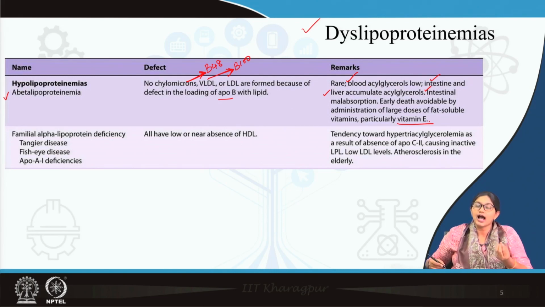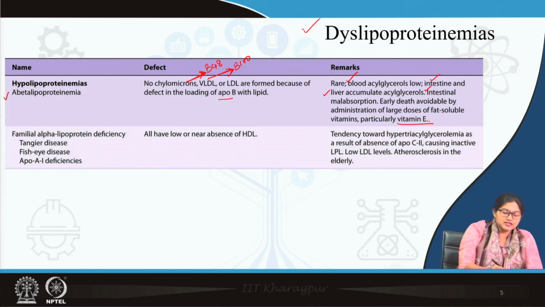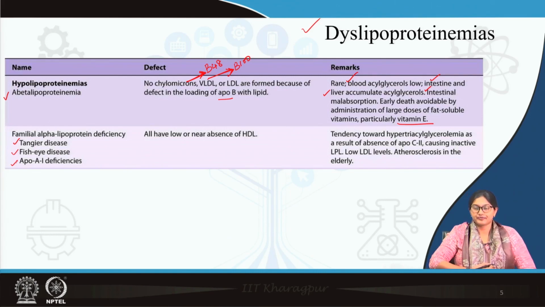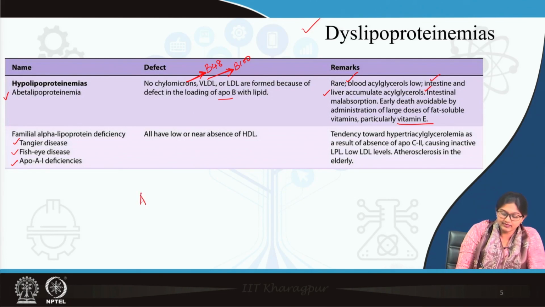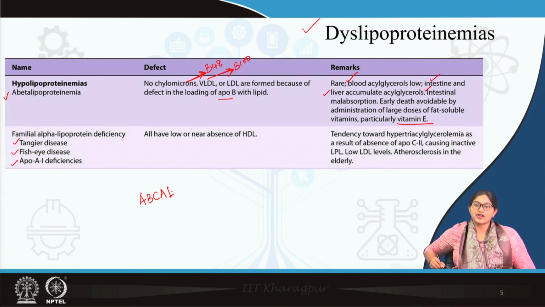Then we are coming to the alpha lipoprotein deficiency. Alpha lipoprotein is related to HDL. So, there are three primary alpha lipoprotein deficiencies. One is Tangier's disease, then there is fish eye disease, and finally ApoA1 deficiency. Now, what happens in Tangier's disease? The transporter synthesis is defective.